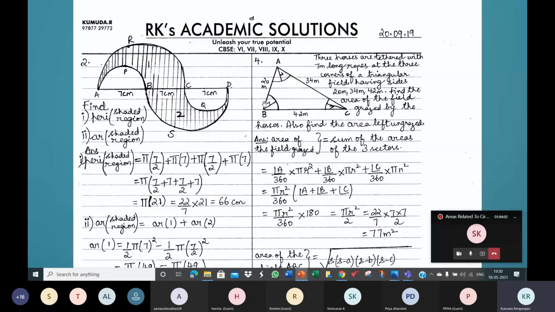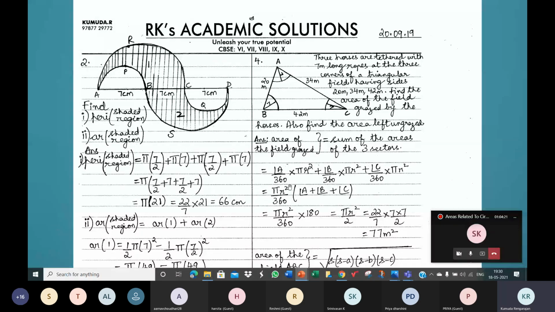What's common? R is 7 everywhere. That's why we have not said R1, R2 and R3, because it's the same radius everywhere. So you can use R everywhere.